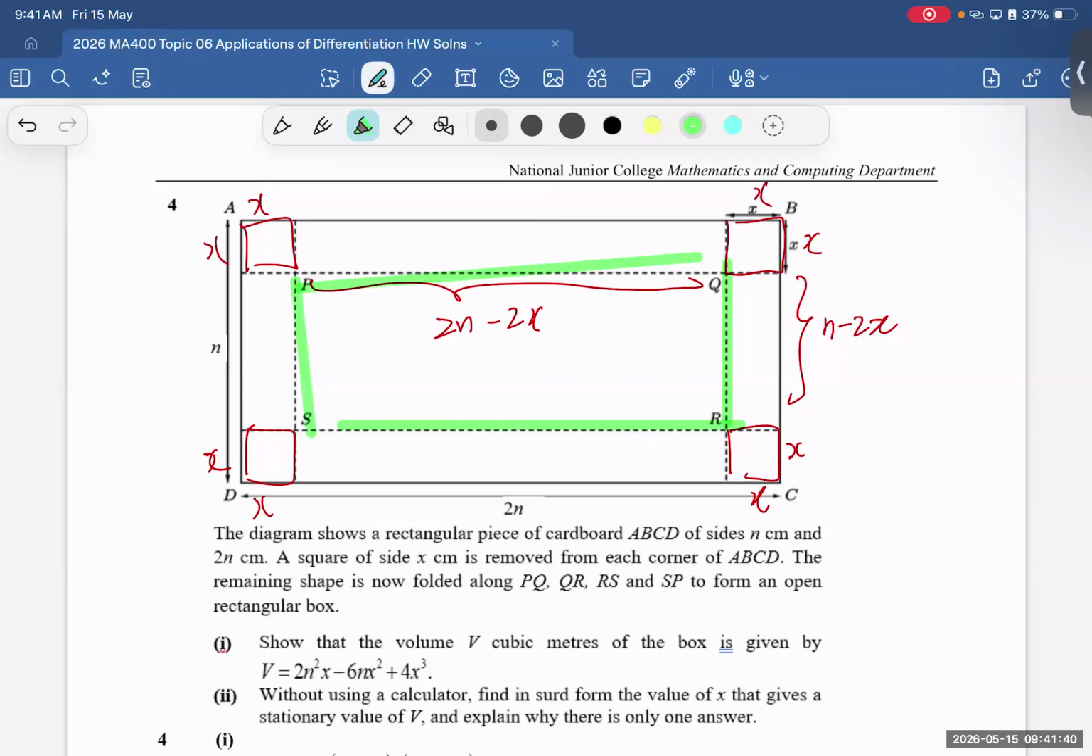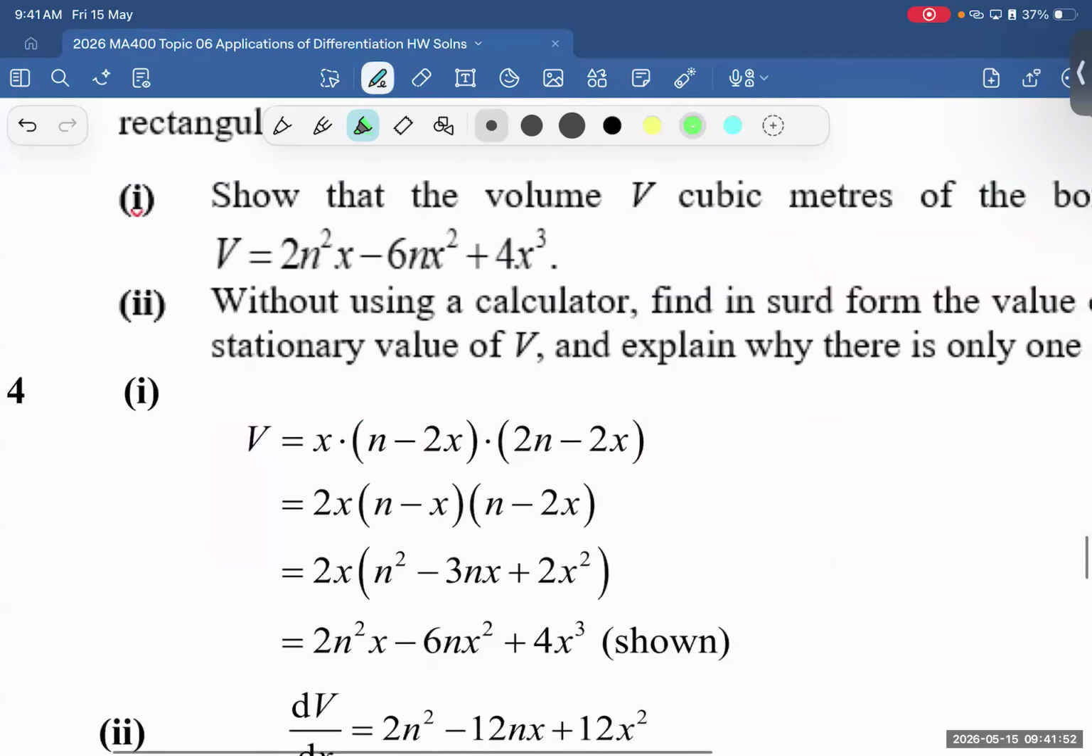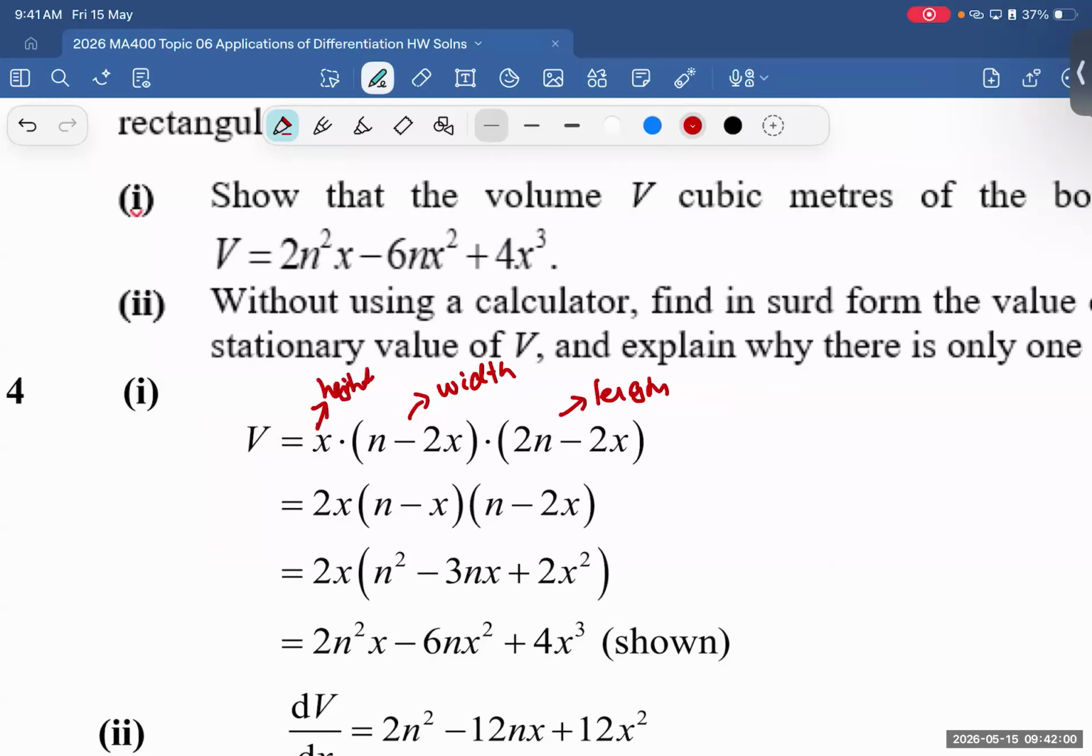Easy to form the volume: length times breadth times height. So with that, we take a look. Length times breadth times height. Base, this is the width, this is the length, and this is the height. Easy peasy lemon squeezy. Okay?